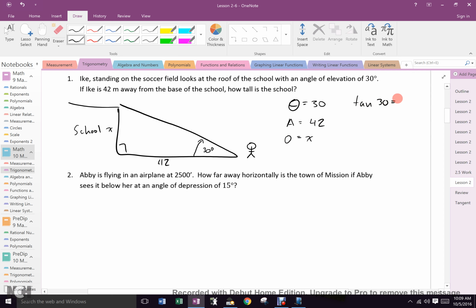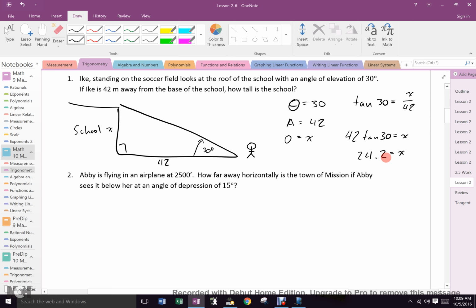Tan 30 is O, X, over A, 42. Number on the bottom, what math is it? Multiply or divide? Multiply. 42 tan 30 equals X, and then I use my calculator to find the answer. What is it? 24 point something. Sounds about right. 24.2.